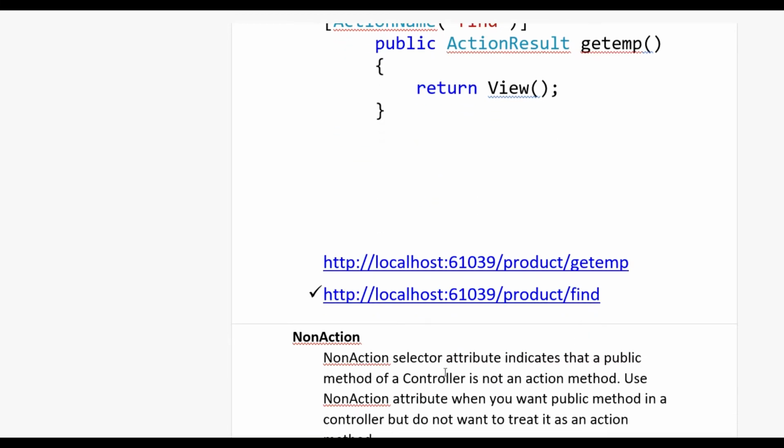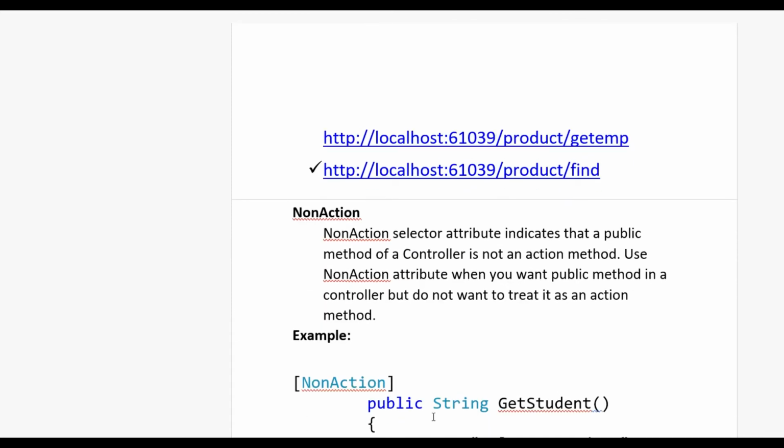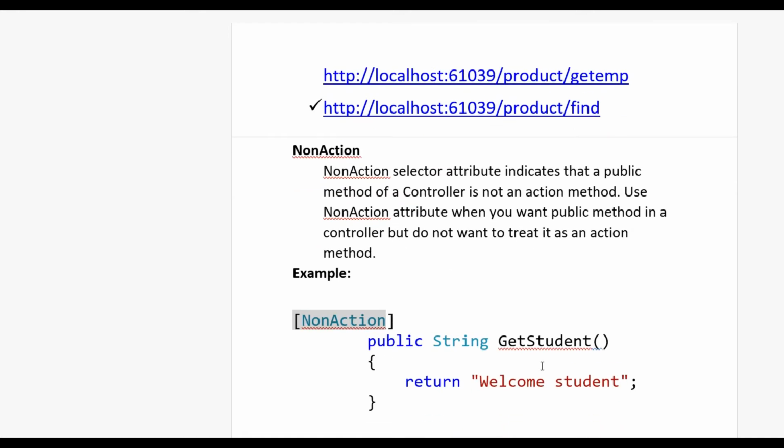Now the non-action selector attribute indicates that a public method of a controller is not an action method. Use the non-action attribute when you want a public method in a controller but don't want to treat it as an action method. We can define here, let us see a non-action method, and make a method getStudent and define it to return a string, and return welcome to student. This way we can define the non-action method.